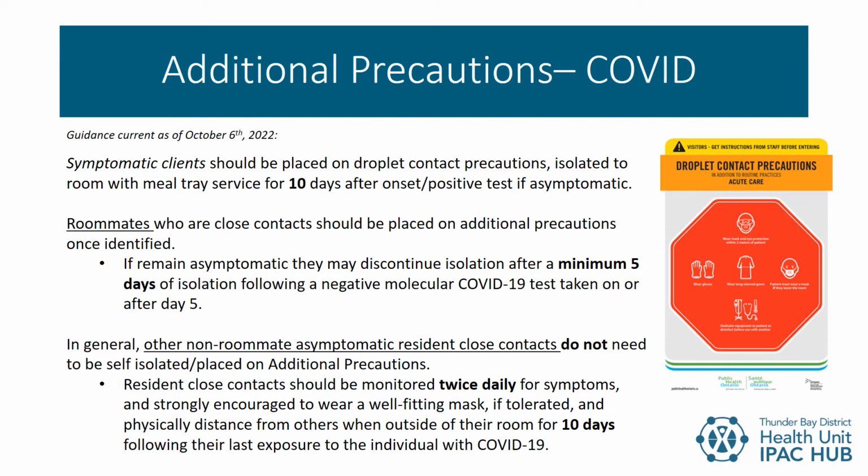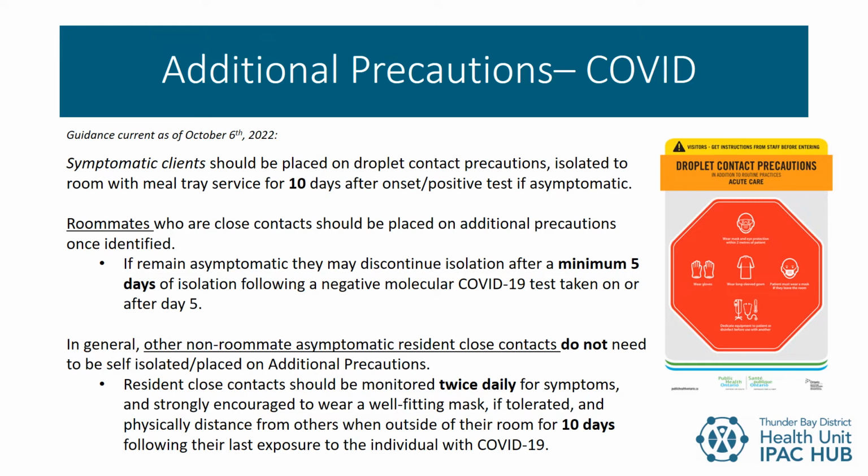Additional precautions for COVID-19. Advice and recommendations have changed as we've progressed through this worldwide pandemic. The most current Ontario guidance for long-term care and retirement homes as of October 6, 2022, advises that all symptomatic or positive clients are to be placed on droplet contact precautions and isolated to their rooms with meal tray service for 10 days from symptom onset or date of specimen collection if asymptomatic.